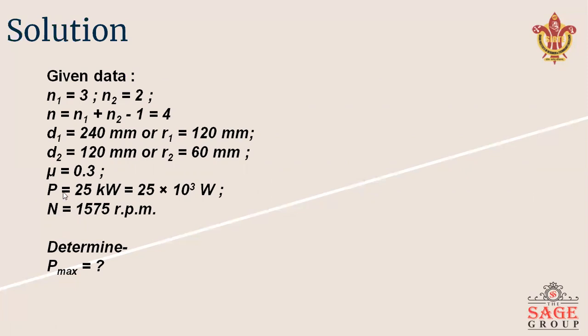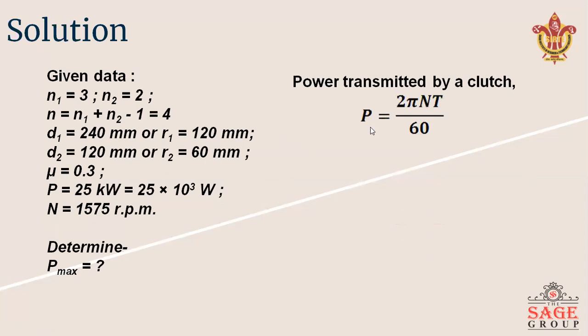We know that power transmitted by the clutch, P, is equal to 2 pi N T upon 60. This is a simple equation. We have already used this equation many times. From this equation we have to calculate the value of torque transmitted by the clutch, because we have the value of power and speed. So we will have the value of torque transmitted by the clutch.